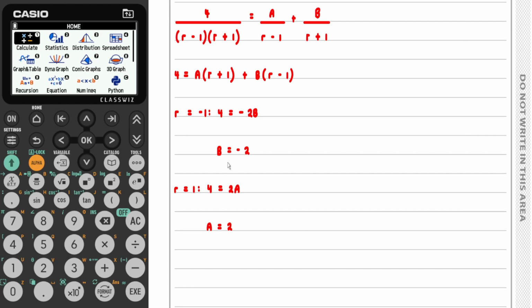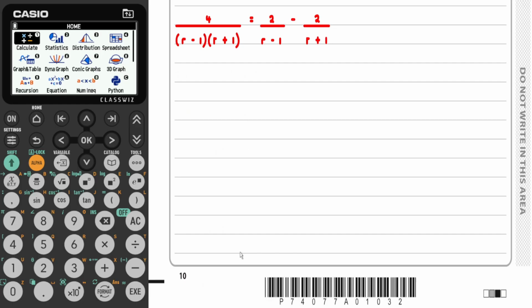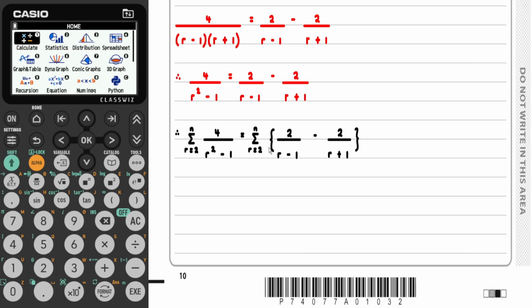We know what a is, we know what b is, and so we can state then 4 over r subtract 1 times r plus 1, that is 2 over r subtract 1 subtract 2 over r plus 1, meaning 4 over r squared subtract 1 is equal to 2 over r subtract 1 subtract 2 over r plus 1. So the sum of 4 over r squared subtract 1 from r equals 2 to r equals n can be rewritten as the sum of 2 over r subtract 1 subtract 2 over r plus 1 from r equals 2 to r equals n.